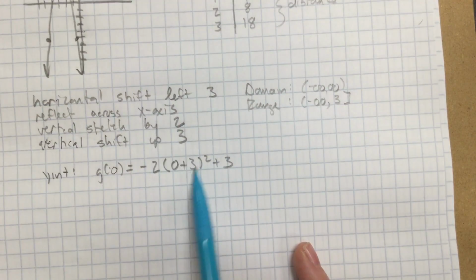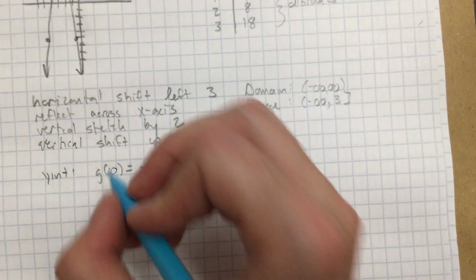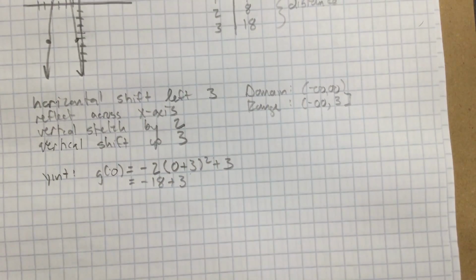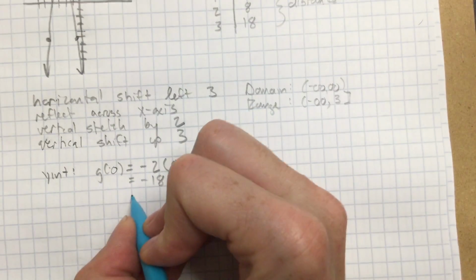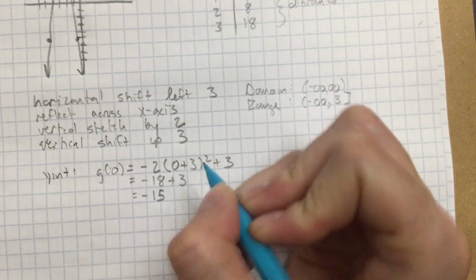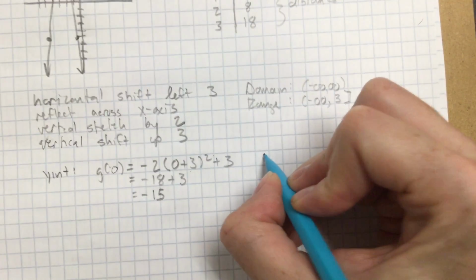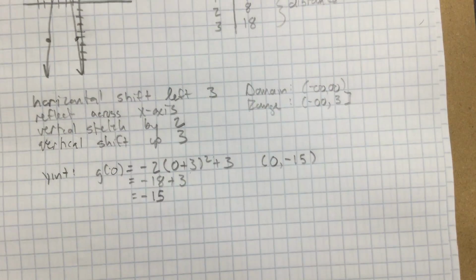All right, so 3 squared, you get 9. 9 times -2, you get -18. Plus 3 is not -21. It's -15. So that's your y-intercept. Okay, so your y-intercept is at (0, -15).